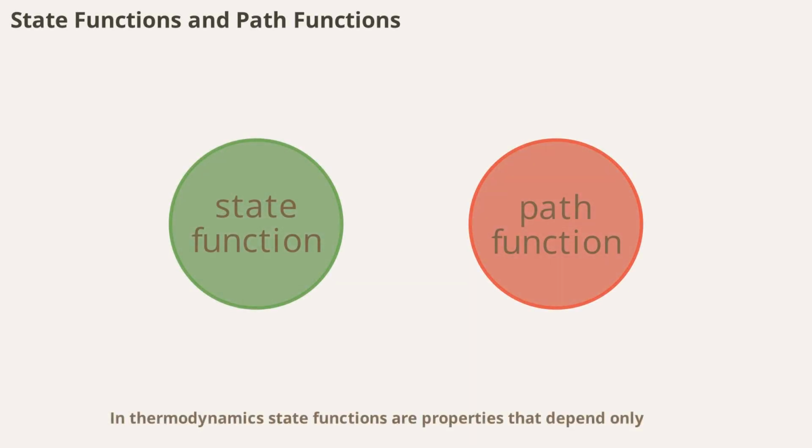In thermodynamics, state functions are properties that depend only on the current state of the system, not on how it got there. Examples include temperature, pressure, and internal energy. Path functions, like work and heat, depend on the specific process taken. Distinguishing between these helps clarify calculations and predictions in thermodynamic analysis.